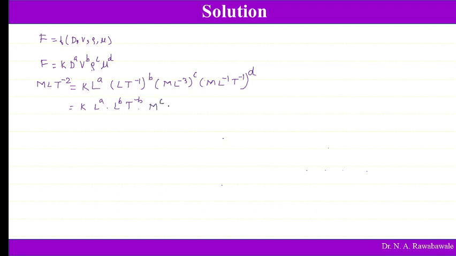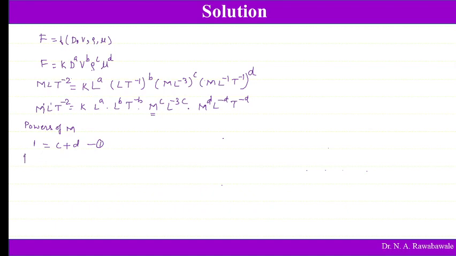If we simplify this, then M to the power of c, then L to the power of minus 3c, into M to the power of d, L to the power of minus d and T to the power of minus d. M L T to the power of minus 2 on the left hand side. So now collecting powers of M: on the left hand side the power of M is 1, which is equal to the power on the right hand side, M to the power of c, then M to the power of d, that is plus d. We call this equation number 1. So equation number 1 gives us 1 is equal to c plus d.